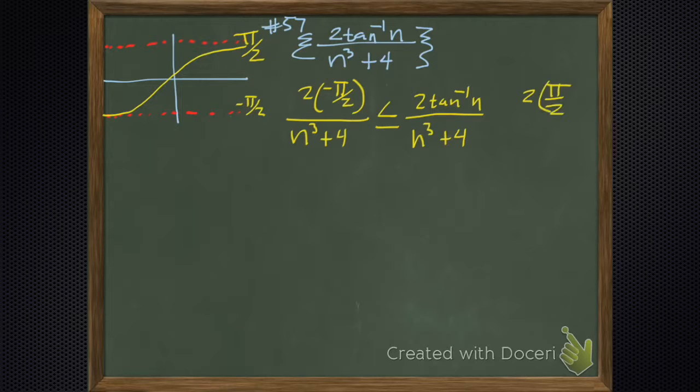Then we see the same thing on the right. The biggest that sequence could be is pi over 2. And these designer problems, they work out, because now we reduce.